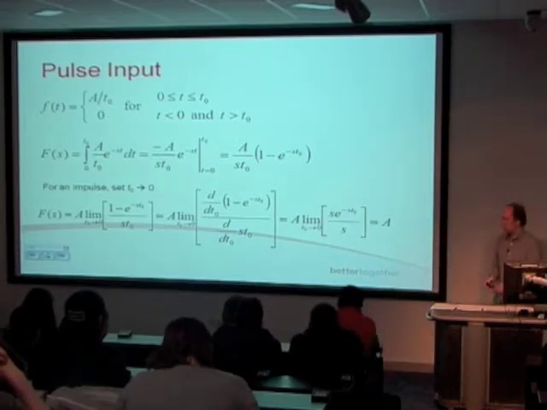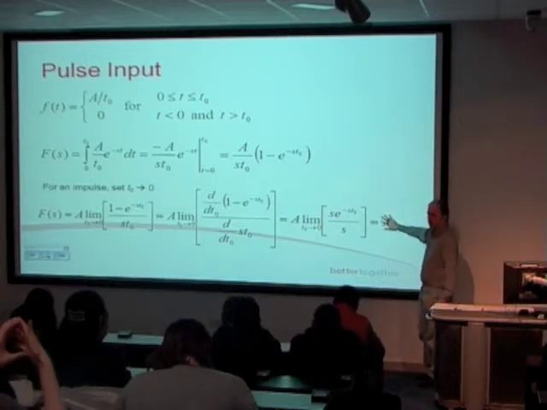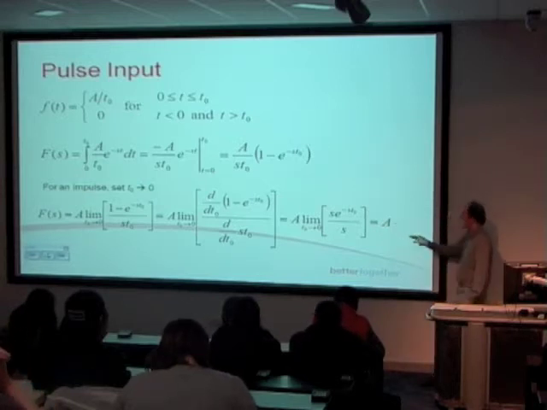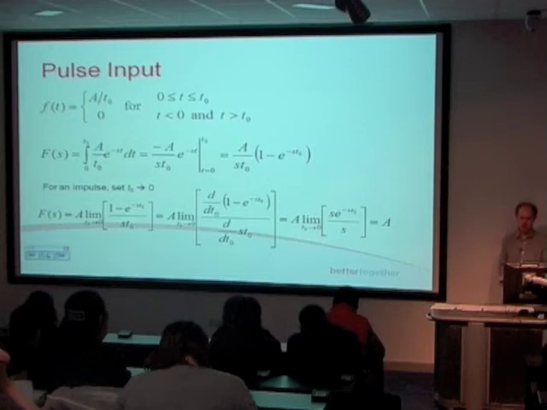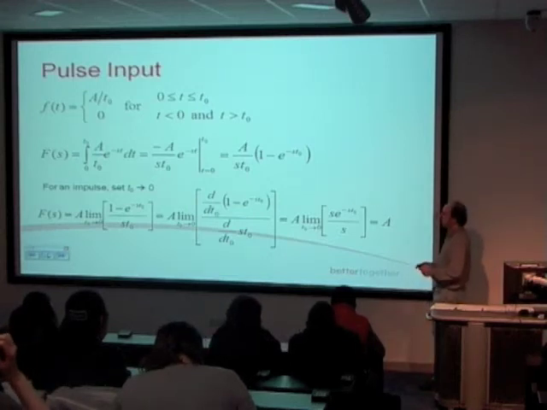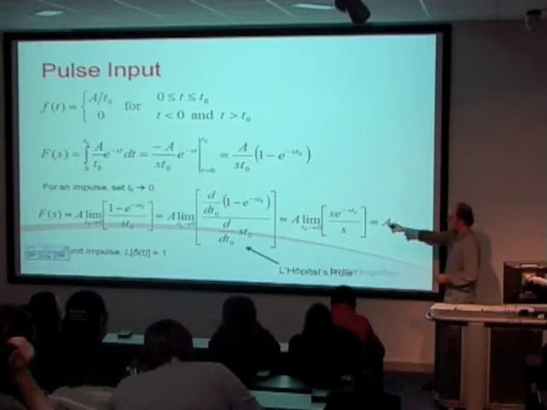Okay, and so for an impulse, the input is a. It's just a value, and if you've got a unit impulse, then the value is 1. Your input is 1. And so we've got our three sorts of inputs. Like I said, this is L'Hopital's rule.